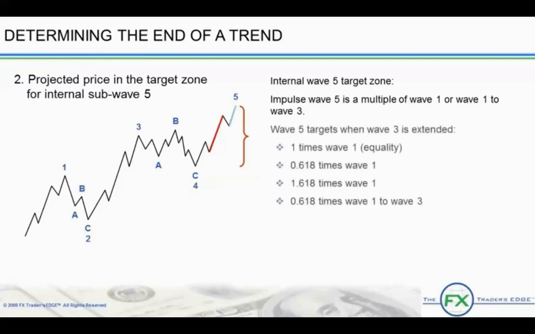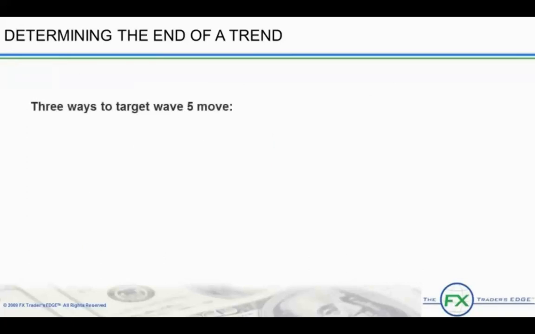The probable targets for subwave 5 when subwave 3 is extended are 1 times subwave 1, or equality with subwave 1, where the length of subwave 5 equals the length of subwave 1, 0.618 times the length of subwave 1, 1.618 times the length of subwave 1, and 0.618 times the length of the start of subwave 1 to the end of subwave 3.